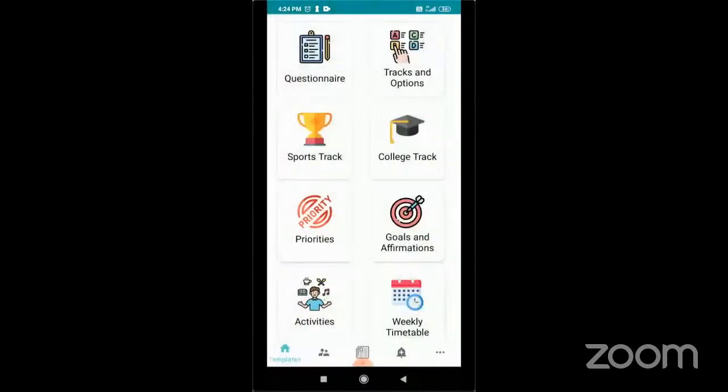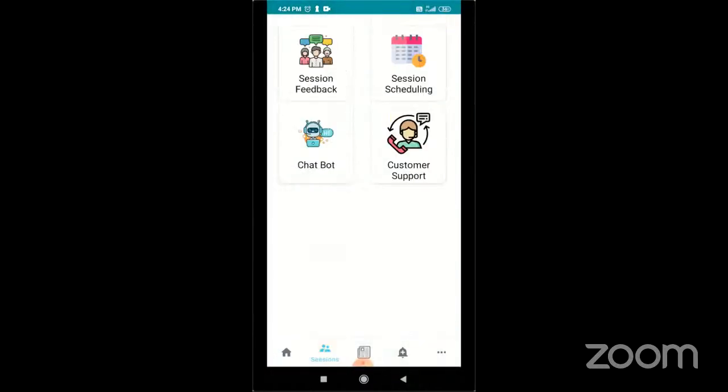Session feedback and session scheduling are blocked in the 7 days free trial. So if you want to avail session scheduling, you have to enroll into one of our programs. Chatbot and customer support are available in the 7 days free trial.